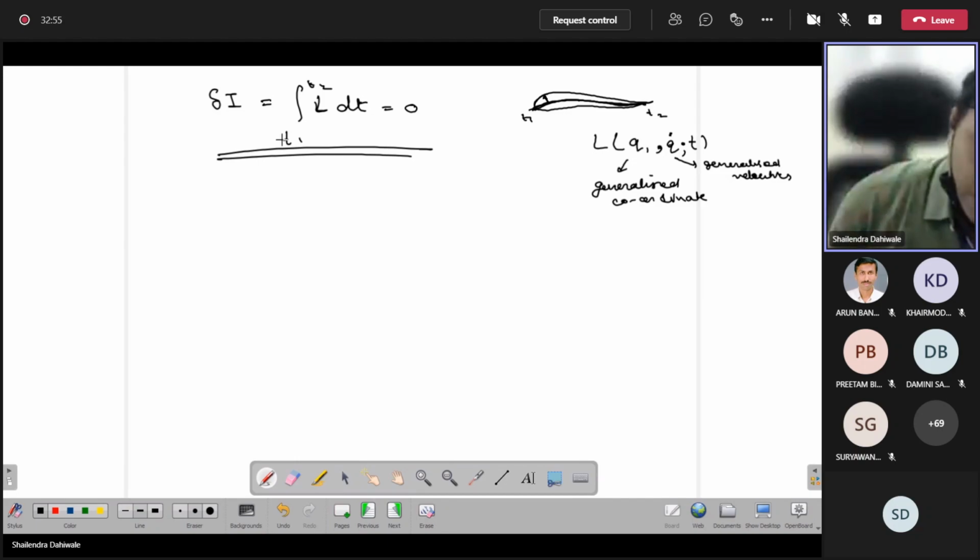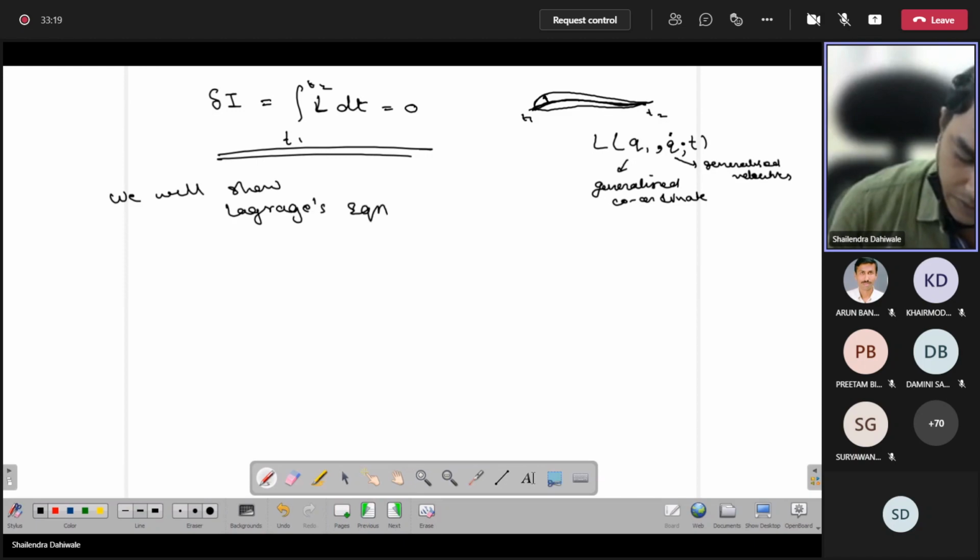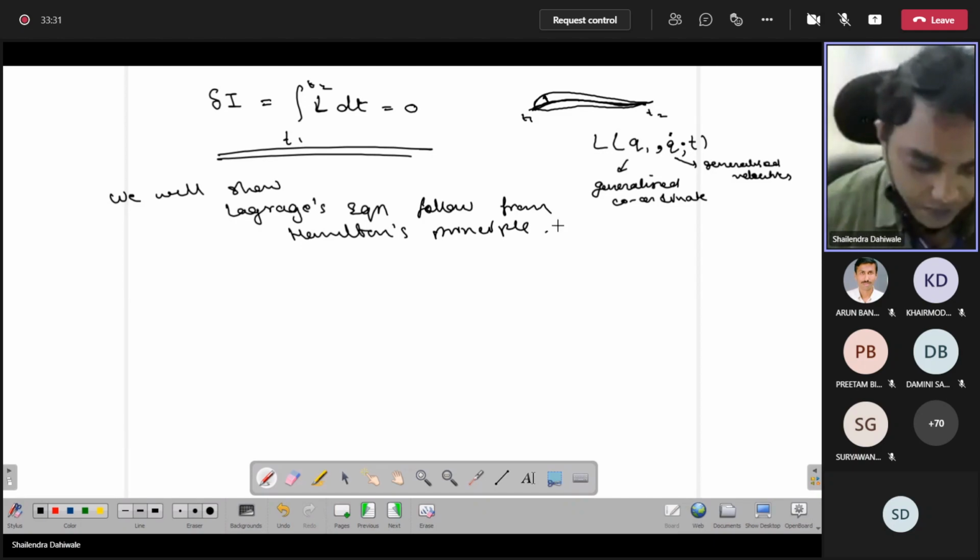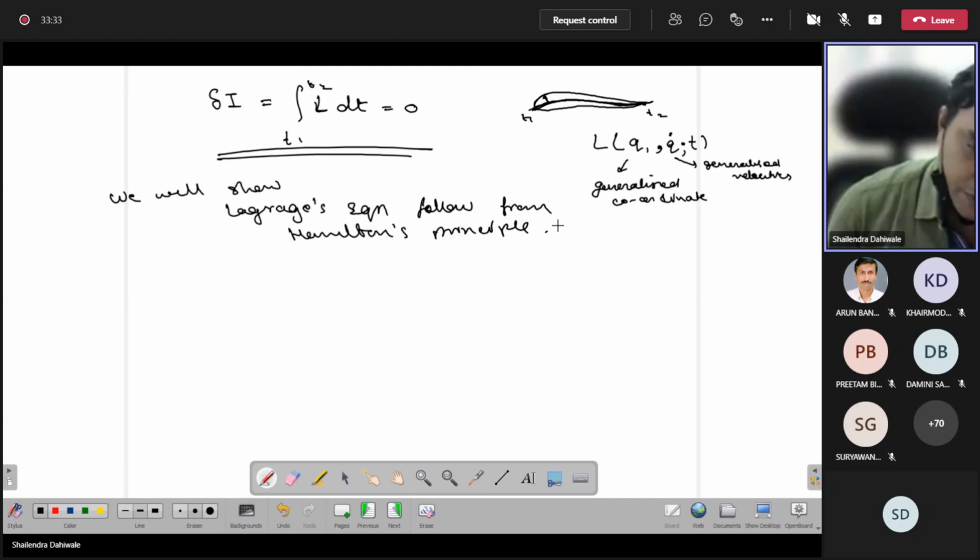Hamilton's principle is your necessary and sufficient condition for Lagrange's equation. So it can be shown that Hamilton's principle follows directly from Lagrange's equation. However, what we will do is prove the converse of it: we will show that Lagrange's equation follows from Hamilton's principle.